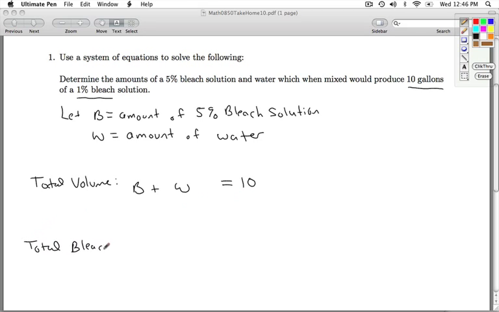Let's look for total bleach. Well, for total bleach, the bleach in my final solution is going to come from the bleach of these two solutions. If I have B gallons of 5% bleach solution, then how much bleach is actually in there? Well, 5% of B, which is 0.05 times B. How much bleach is in water? Well, in pure water, there's no bleach at all. I'll just write this here, just for completeness. And in my final solution, I want to have 1% of 10 gallons.